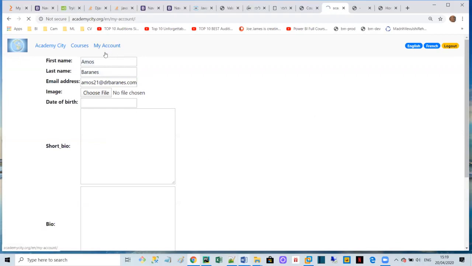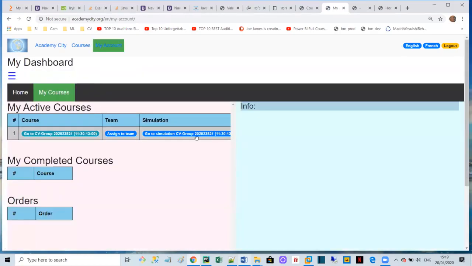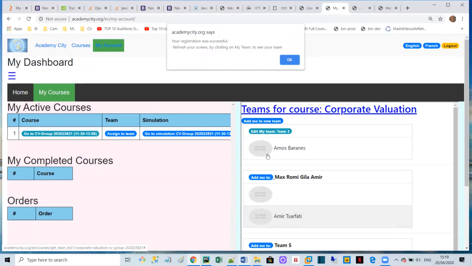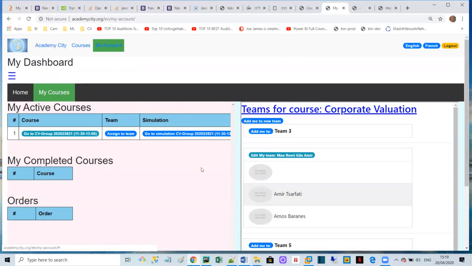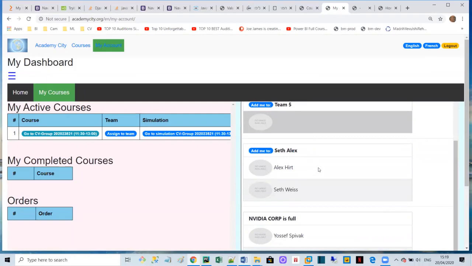Let me go back, and I will be just fine. And here we go, you see my name. If I want to move to this group, I just click here. It tells me your registration is fine. I click here again, it will refresh, and you see it moved here. So if you want to move a team, you just click on the title.